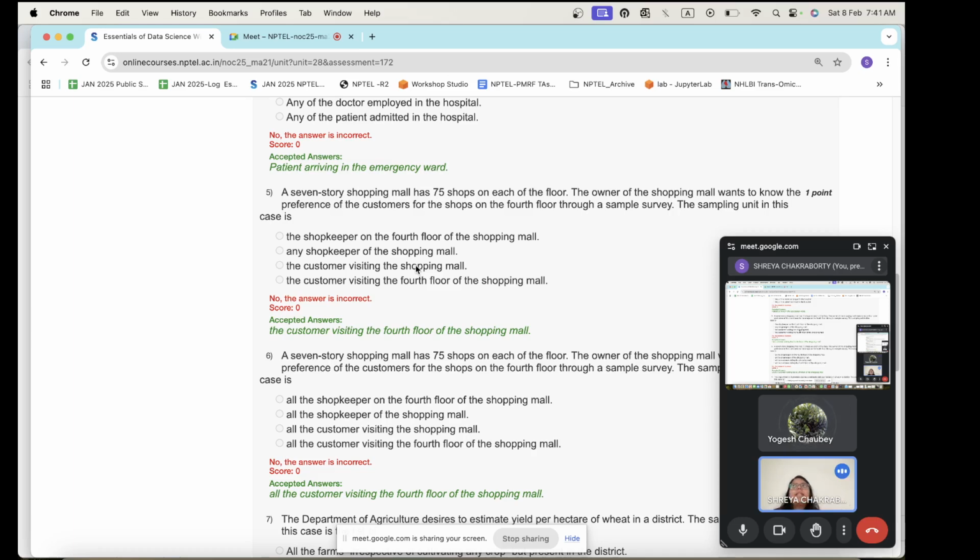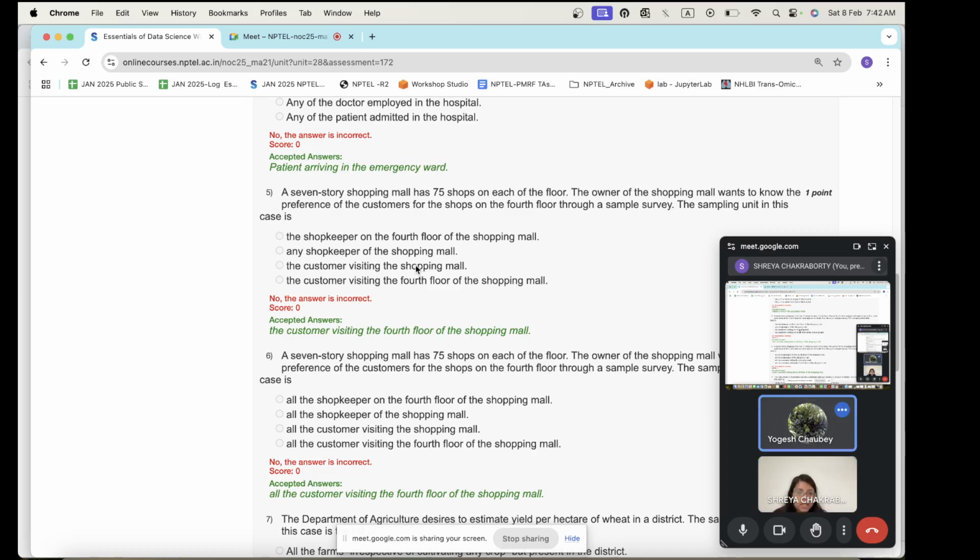So in that case, let's say you have thousands of customers, or let's say 500 customers visiting the shopping mall, and you sample all 500 of them, but hardly 10 of them are going up to the fourth floor. If you have that kind of a sampling unit, then the problem you would encounter is that a lot of people, since they won't go up to the fourth floor, will not respond. That will generate a non response bias in your data.